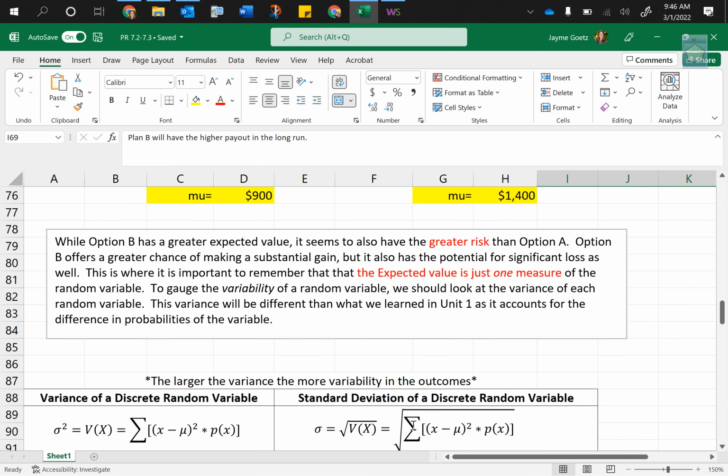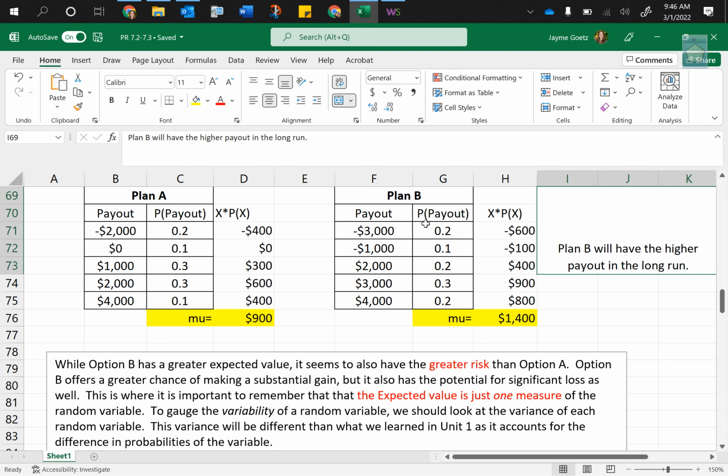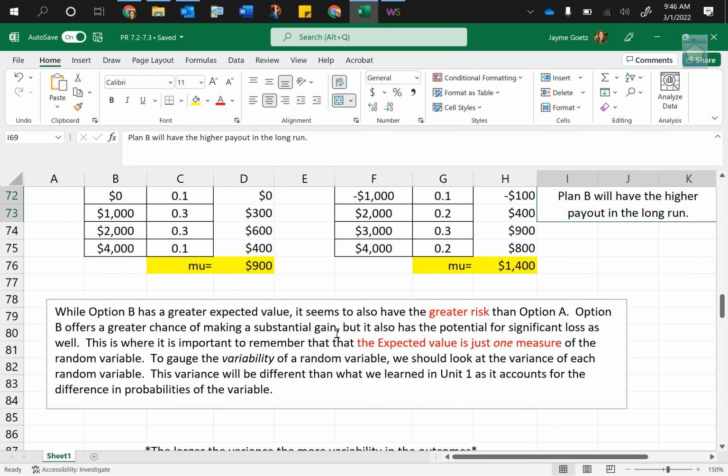Now, while option B has a greater expected value, which means in the long run it has the greater expected payoff, it seems to have the greater risk than option A. Let's look at what they mean. So if you look, you have a 0.2 probability of losing $3,000, a 0.1 probability of losing $1,000. This one only had one possibility of losing $2,000 of losing money. This one has two possibilities, right? So that's where the greater risk comes from.